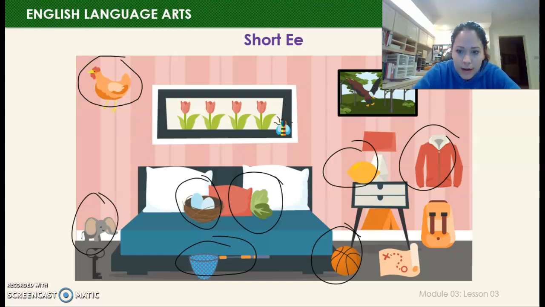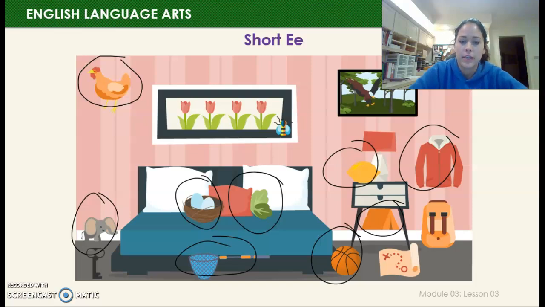Okay, what about a tent? There's a tent in there as well. Tent. Sounds like eh. What about backpack? Backpack. I don't think so. What about map? Not eh. Sometimes that can be confusing, but that doesn't have eh. Okay, what else do we have? We have a key. Do you hear eh in key? The key sound has E, which is long E. So that's not short E.